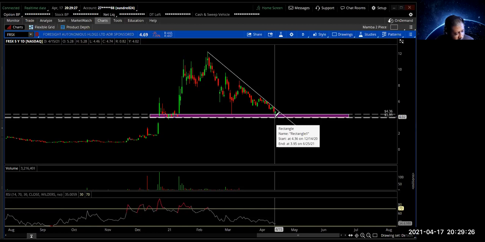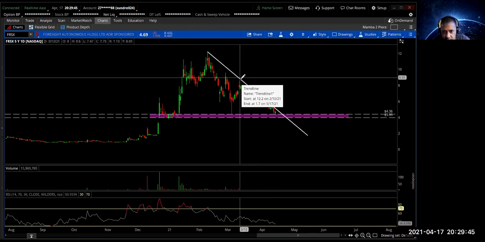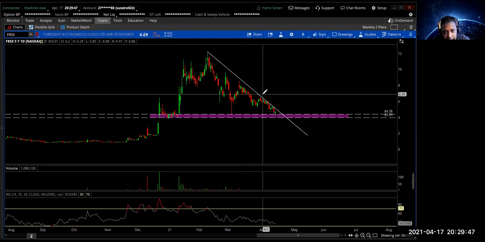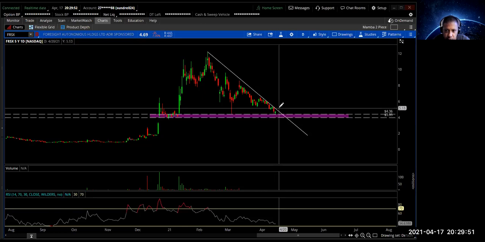FRSX, and we can write hammer candle on daily. It's a hammer candle on the daily, letting us know that's a bullish candle, but we have to read it in context. Bullish candle, but we have a very tight bear channel right now.